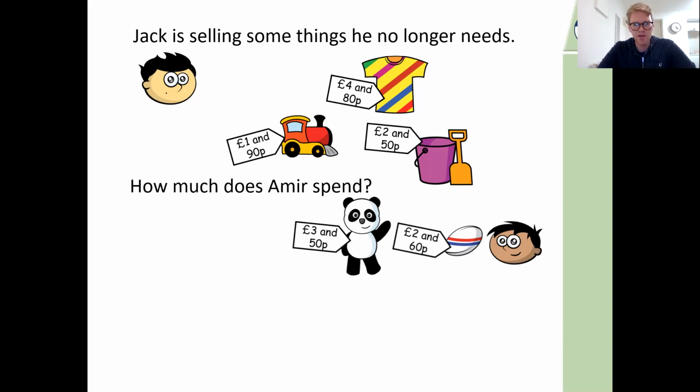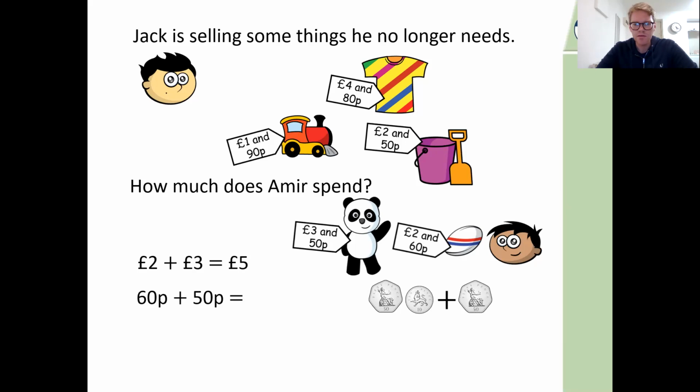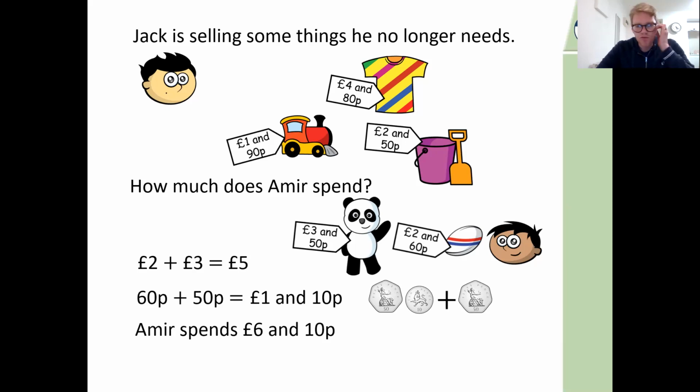Okay, so hopefully you've done that then. We've added up our pounds, 3 plus 2, that's quite straightforward, that's 5. What happened though when we added up the 50 and the 60? Was it a bit different to what happened last time? Well, 60p plus 50p, we've got £1 and 10p. So really then we've got another pound to add on. So £6 and 10p there in total.